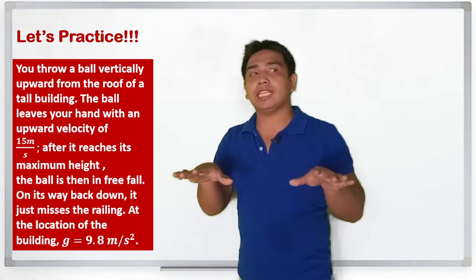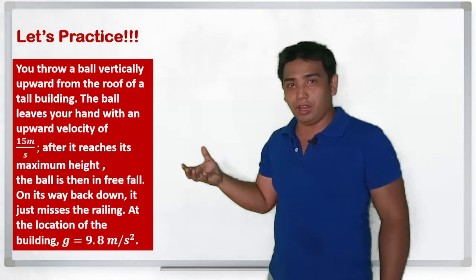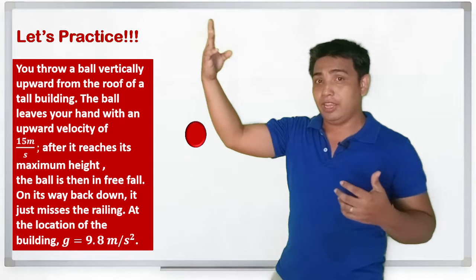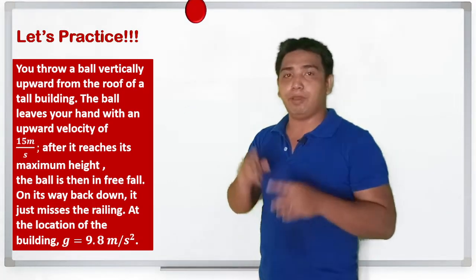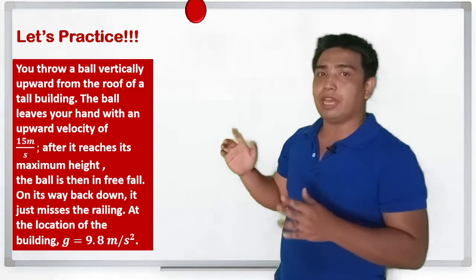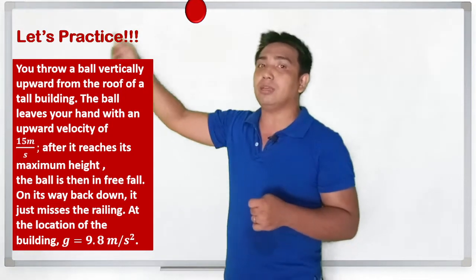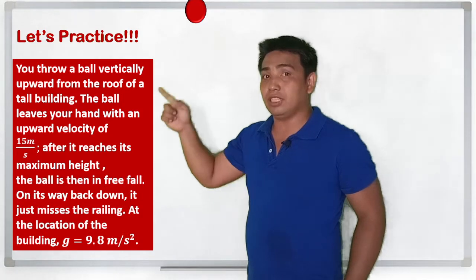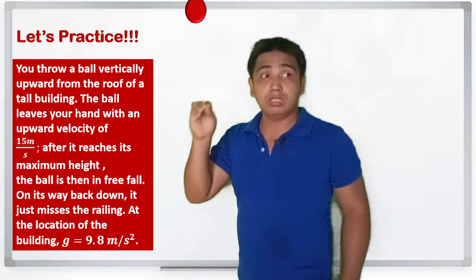So the scenario is like this. You are on top of the building and you are playing with your ball. You try to throw the ball vertically upward. It leaves your hand with an initial velocity of 15 meters per second. After quite some time, this ball will reach its maximum height, and there its velocity, or final velocity, will momentarily be equal to 0.